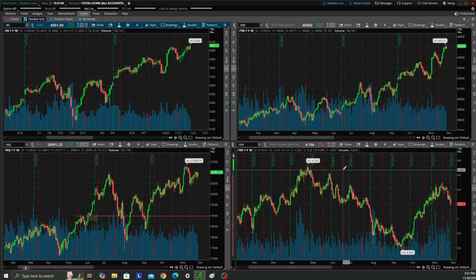So when we think about the yields and the prices of these bonds, they move inversely, right? We'll get into a little lesson here on bonds. There are two components of a bond: you have the price of the bond and you have the yield of the bond.